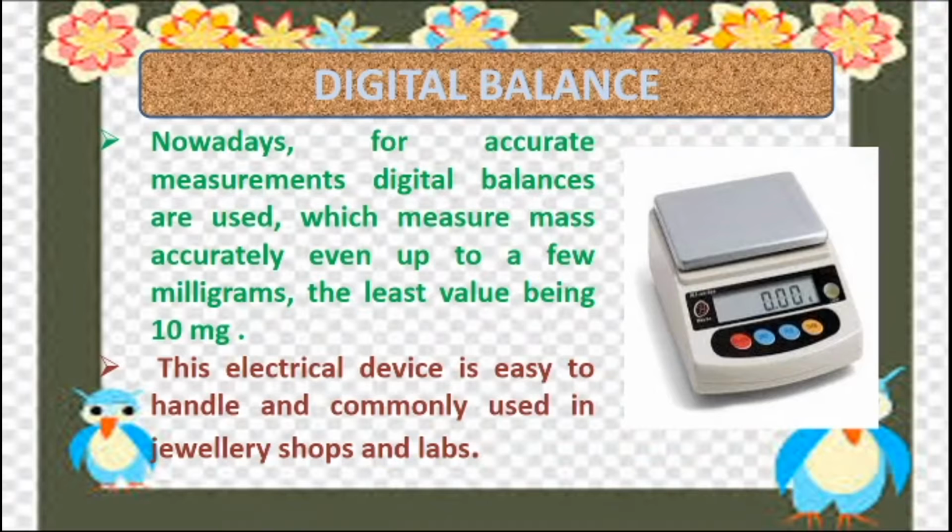The next one is the digital balance. We are living in the digital world, so we are using the digital balance also. Nowadays, for accurate measurements, digital balances are used, which measure the mass accurately even up to a few milligrams. The least value is 10 milligram. This electrical device is easy to handle and commonly used in jewelry shops and labs. If we keep the object in this place, the display shows the value.